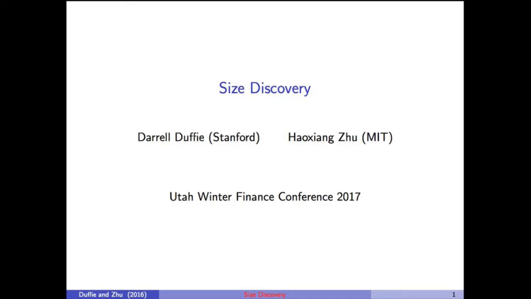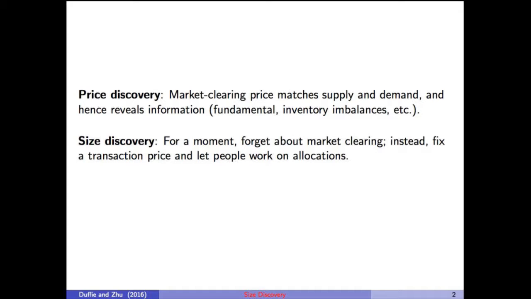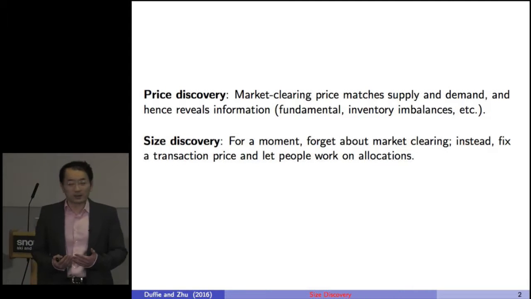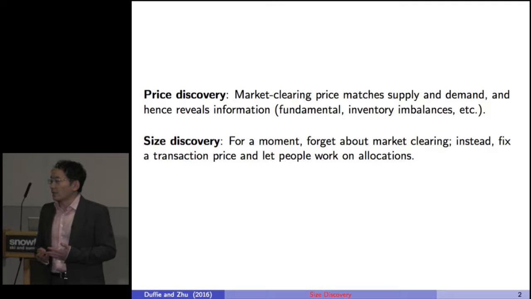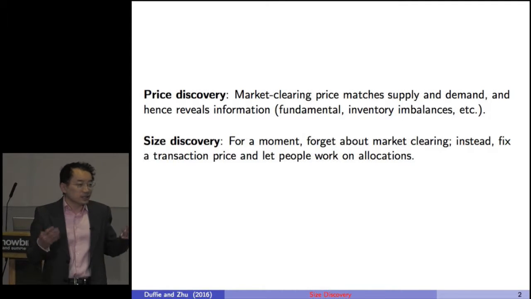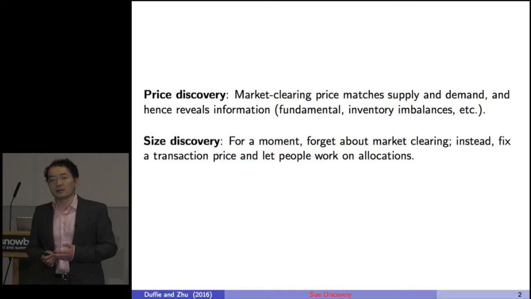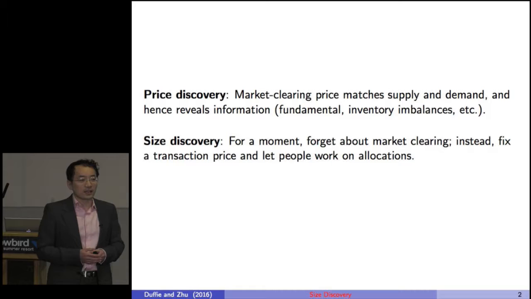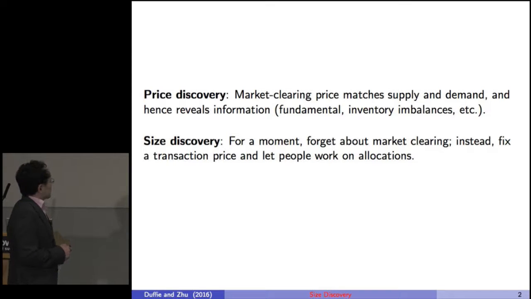Let me first explain what we mean by size discovery by explaining the difference between size discovery and price discovery. By price discovery, we typically refer to the fact that the price in the financial market aggregates information. So we could have different information, different inventory shocks, different hedging needs, and all of those would come into our demand and supply when we trade in the financial market. By equating demand and supply, the market clearing price is going to reveal the average information, inventory shock, etc. Now, size discovery is very different.